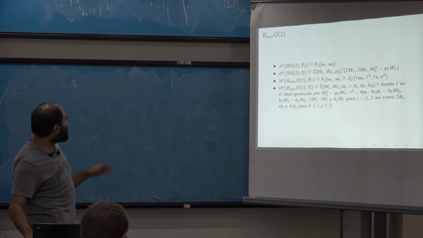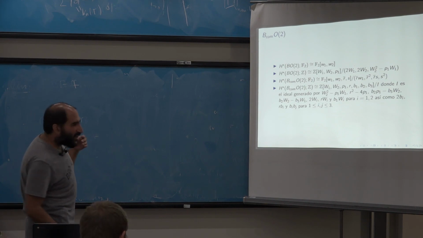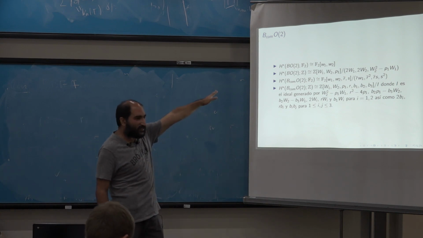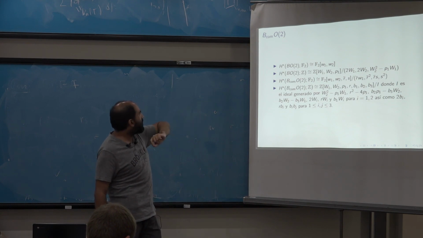All right, so first let me show you the cohomology calculations, just so you see that they're kind of messy. Let me remind you that the mod 2 cohomology of BO(2), that's very nice. It's just generated by the Stiefel-Whitney classes, w1 and w2.